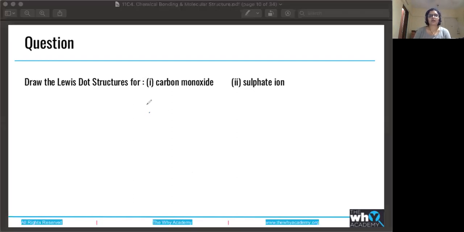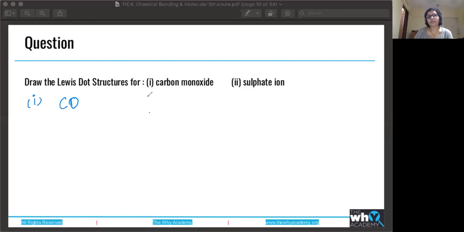Okay, so what is the formula of carbon monoxide? What all elements do you have in carbon monoxide? Carbon and oxygen. What is the formula? CO2? CO. Carbon monoxide. All right.